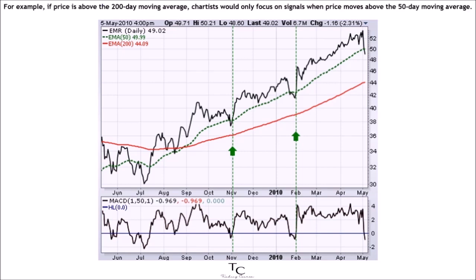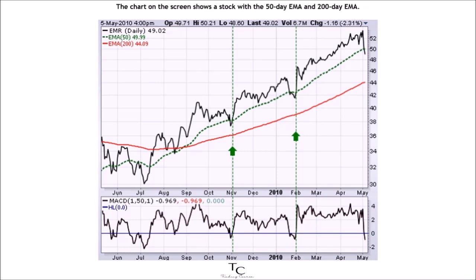For example, if price is above the 200-day moving average, chartists would only focus on signals when price moves above the 50-day moving average. Obviously, a move below the 50-day moving average would precede such a signal, but such bearish crosses would be ignored because the bigger trend is up. A bearish cross would simply suggest a pullback within a bigger uptrend. A cross back above the 50-day moving average would signal an upturn in prices and continuation of the bigger uptrend.